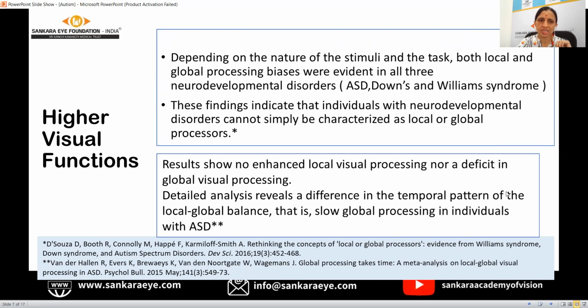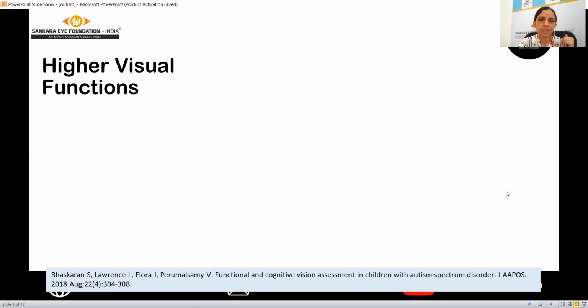Yet another study, done by Van der Hallen, showed again no enhanced local visual processing nor a deficit in global visual processing, and there was a difference in the temporal pattern of local-global balance, which will have a bearing in terms of visual assessment, which will be dealt with in the subsequent talks.